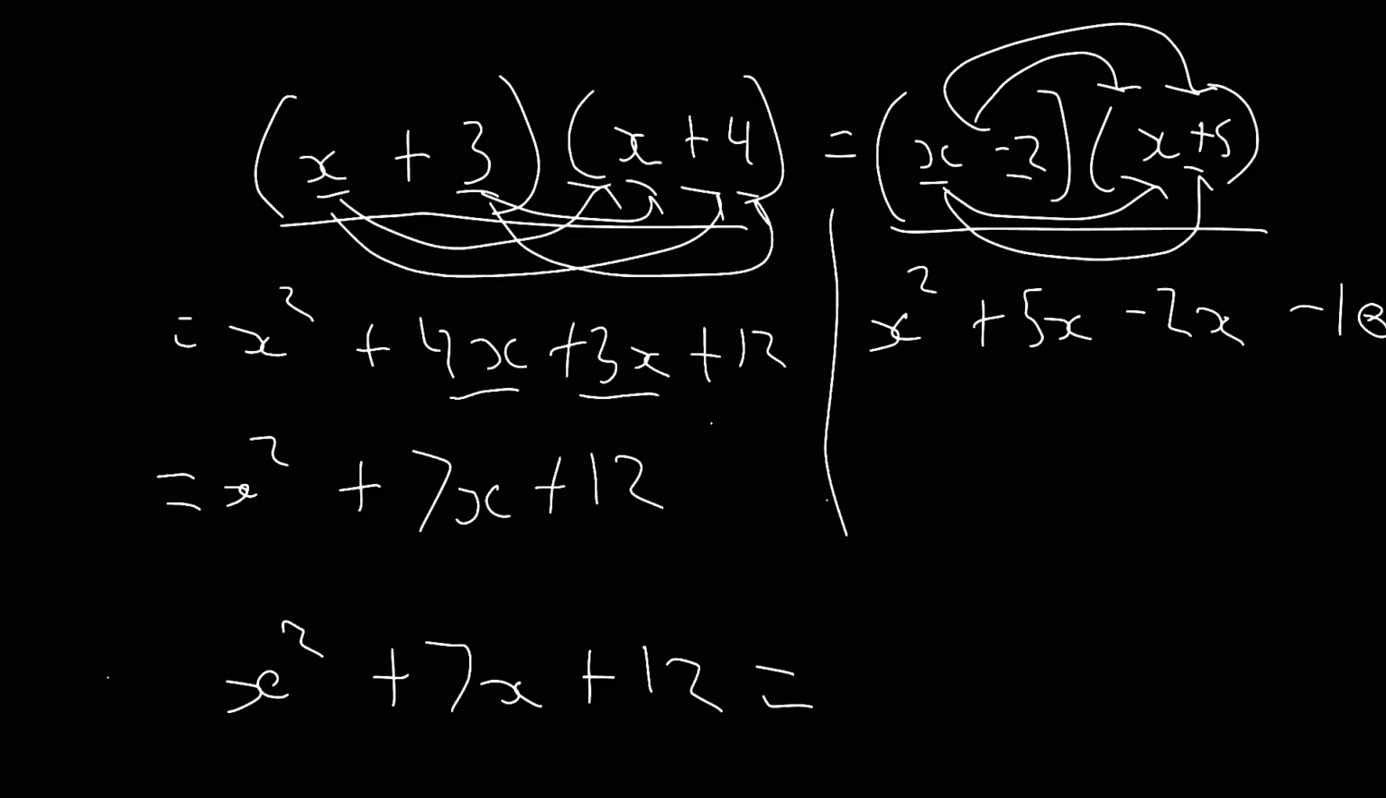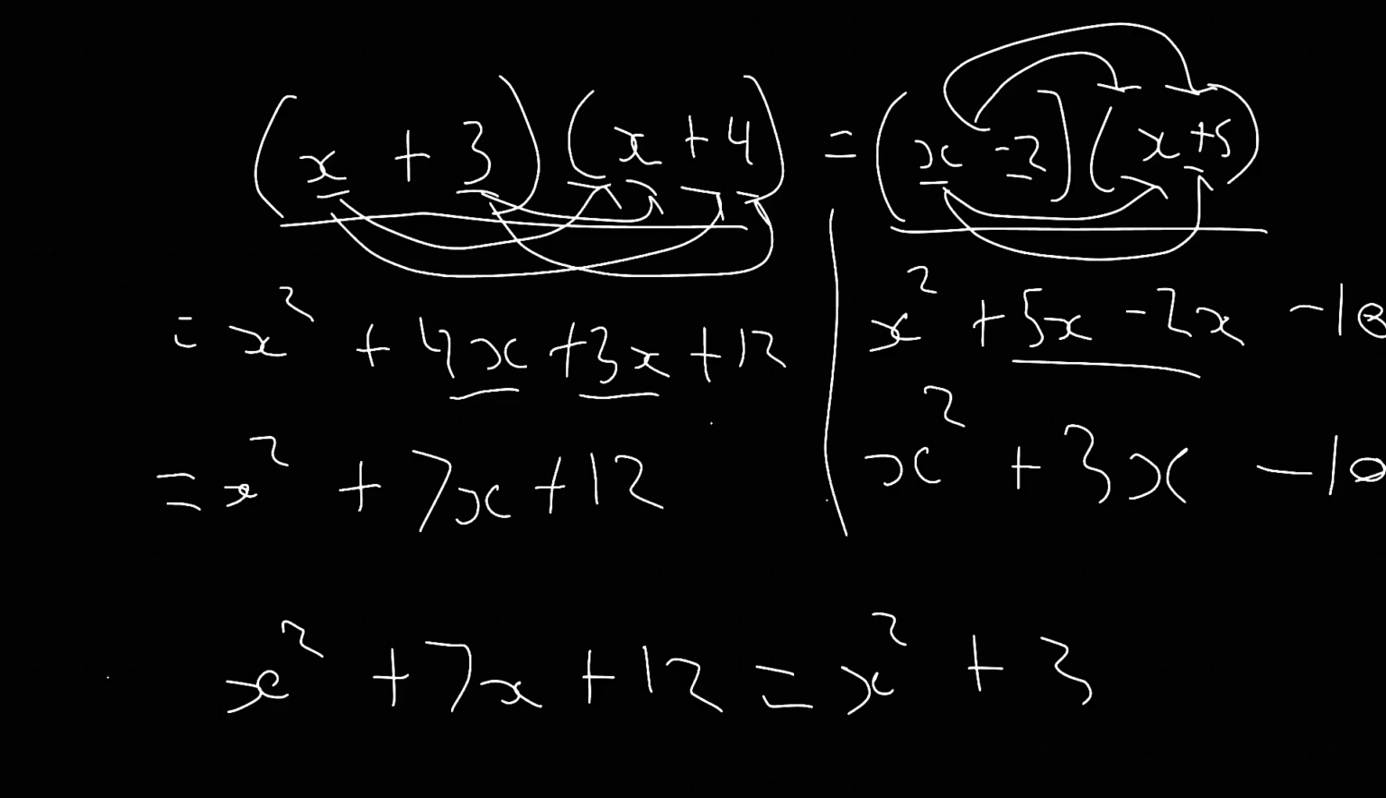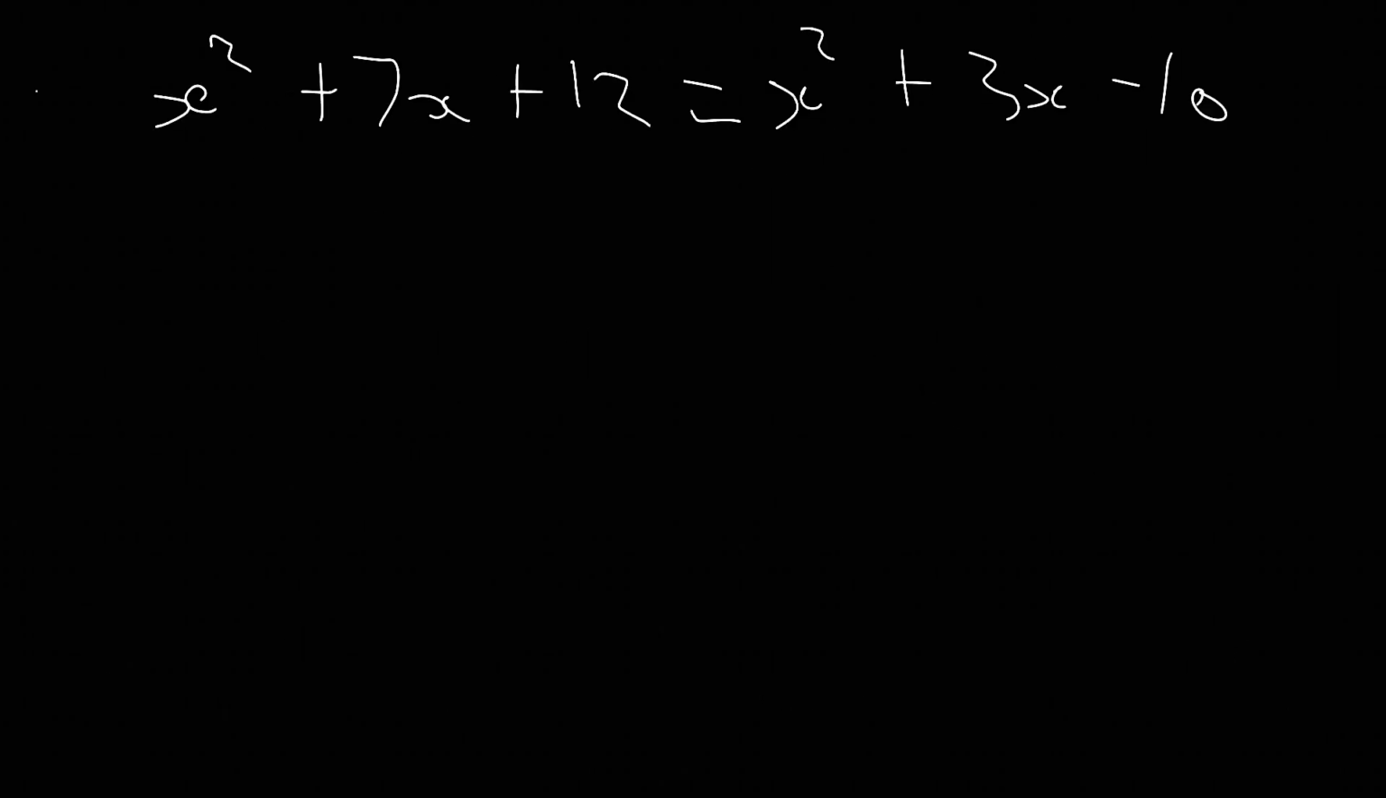Then I can just collect like terms, so x squared plus 5x minus 2x is plus 3x, and then minus 10. So I can see that x squared plus 7x plus 12 is equal to x squared plus 3x minus 10. And then I have this expression over here. To simplify it even further, you can take this entire thing and then subtract it by here.